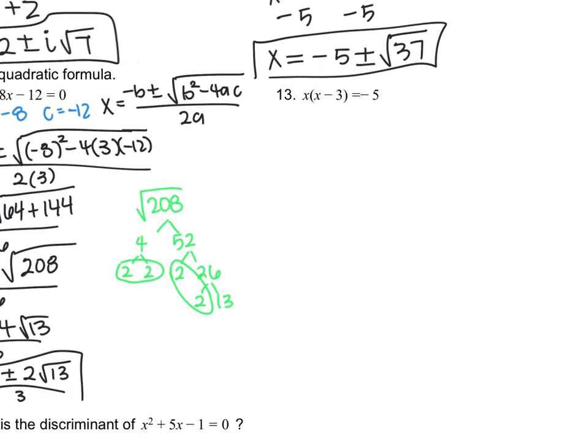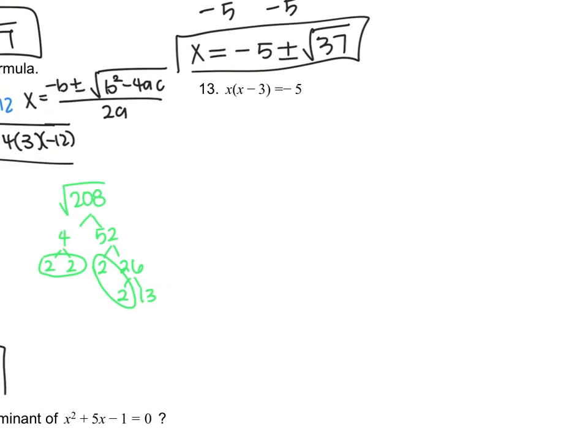So our next example is a little bit trickier because we have x times x minus 3 equals negative 5. Not only is it not equal to 0, but it's not set up like a quadratic. So our first step is to distribute the x into parentheses. So we get x squared minus 3x equals negative 5. Then we'll get it set equal to 0 by adding 5 to both sides. So we get x squared minus 3x plus 5 equals 0.